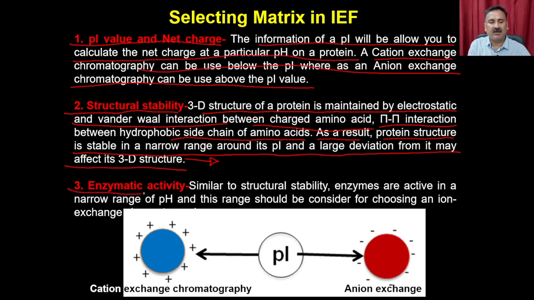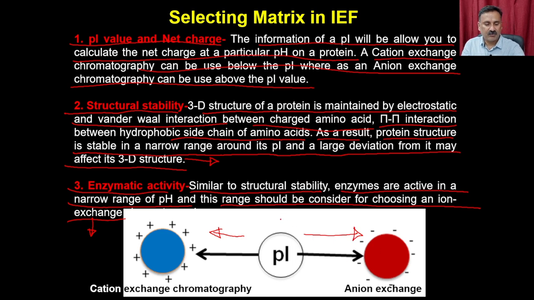Then its enzymatic activity. Similar to the structural stability, enzymes are active in a narrow range of pH, and this range should be considered for choosing an ion exchange chromatography, because you always want to purify the enzyme which is very, very active. So as I said, if you want to use cation exchange chromatography, you have to go below the pI value, and if you want to use anion exchange chromatography, you have to go above it.